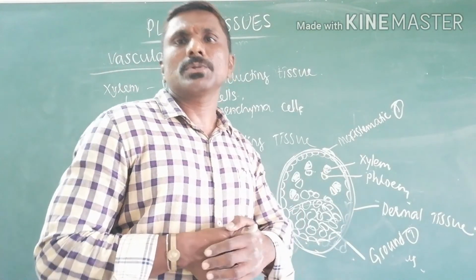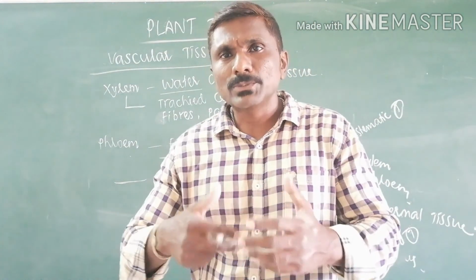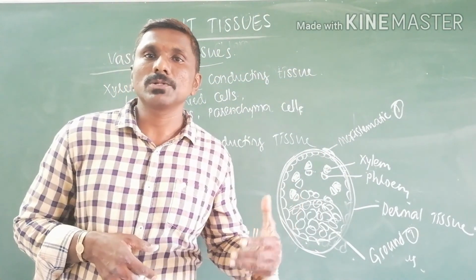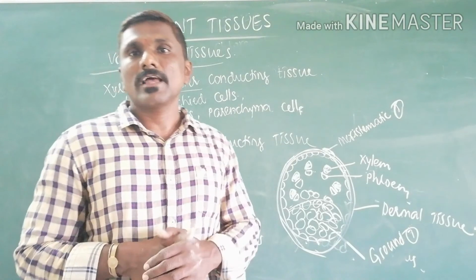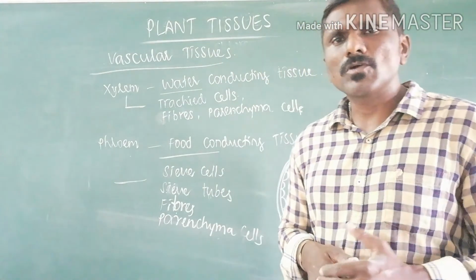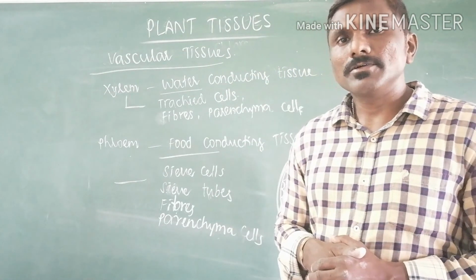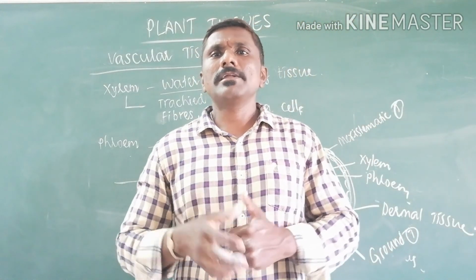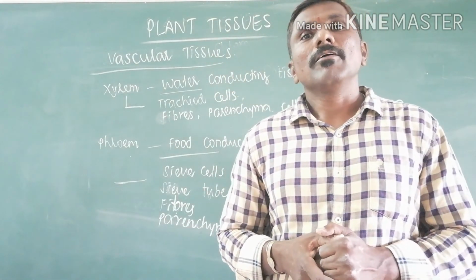So this is about the ground tissue, and coming to the vascular tissues. Vascular tissues are the transport channels in the plant for the transportation of food and water from one part of the plant body to the other. The xylem is a water conducting tissue which has tracheid cells, fibers, and parenchyma cells. Phloem is the food conducting tissue. It has sieve cells, sieve tubes, phloem fibers and parenchyma cells. So this is about our topic of plant tissues. Plants are multicellular organisms which possess various types of tissues to perform various functions.